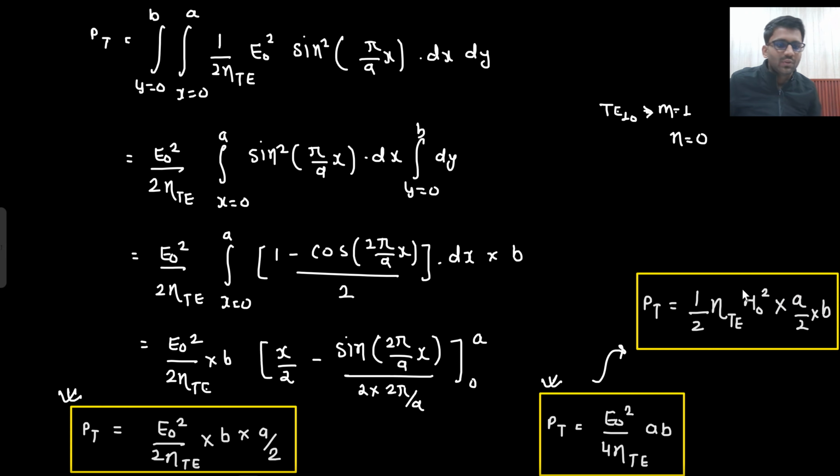And what is your H naught? H naught is associated with mode of HXS. Only mode of HXS. Are you getting this point? The maximum magnitude of magnetic field in X direction.